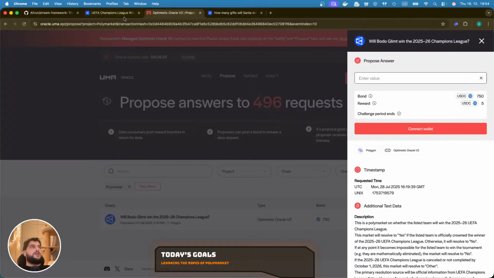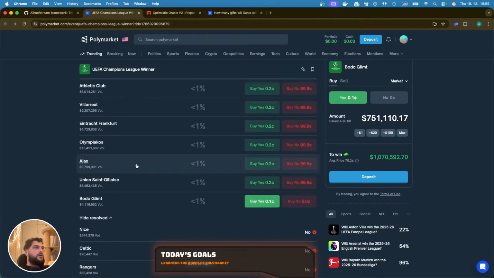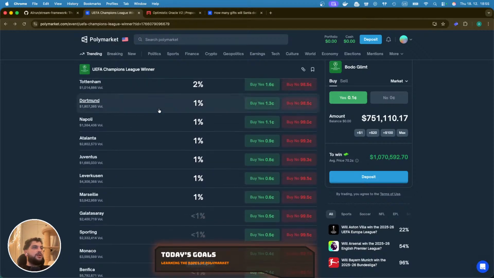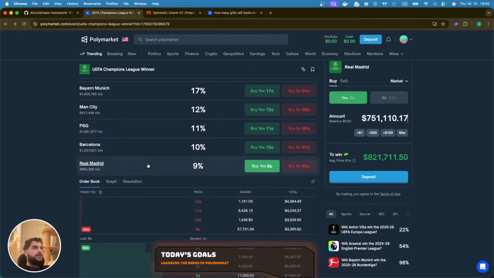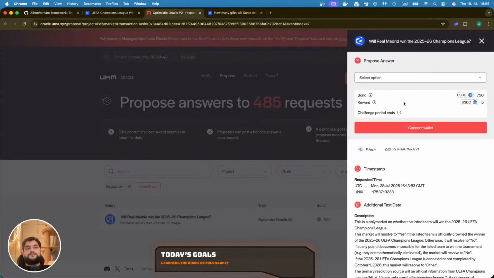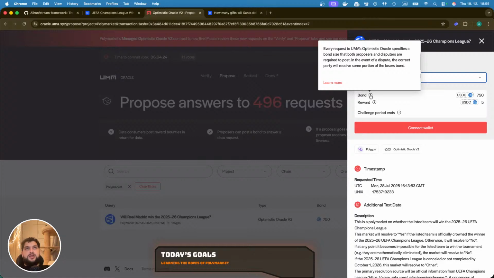Okay, this is like, because we clicked on that. Not that good UI, I guess. But let's click on Real Madrid and we will go to propose. So we can propose that Real Madrid will win. We will put up a 750 bond, and we will get rewarded 5 if we are correct, and if we are wrong, I guess they're just going to take our money.